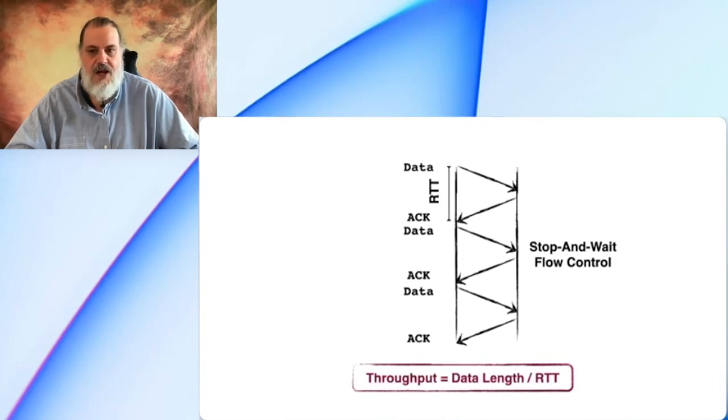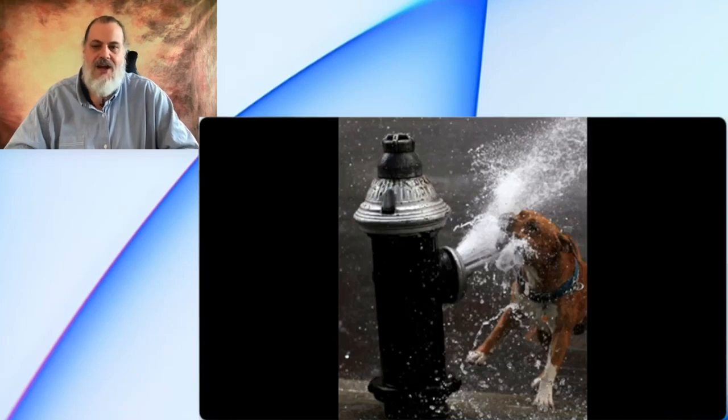You take the length of your data, you divide it by the round trip time, and that's it. That's as fast as you're going to go. Notice that you can only increase the data length, or you can decrease the round trip time. That's it. You have nothing else to play with. But you'd rather have something a little bit faster, right? And this is a good example.